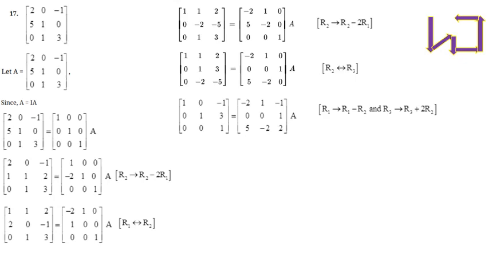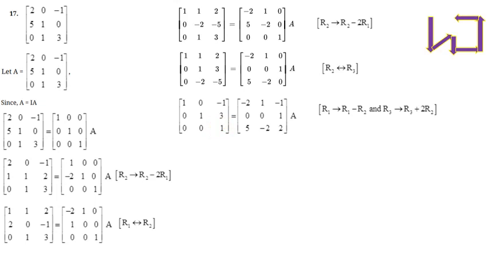Next, minus 2 plus 2 into 1. Minus 2 plus 2 becomes 0. Next, minus 5 plus 2 into 3. Minus 5 plus 2 into 3 is 6. That is minus 5 plus 6, which is 1.